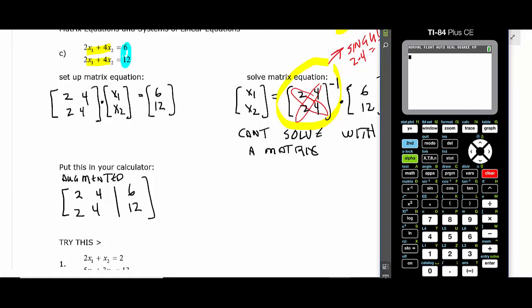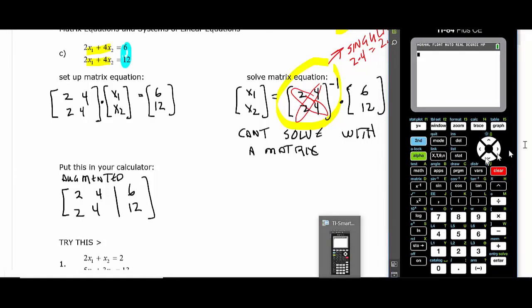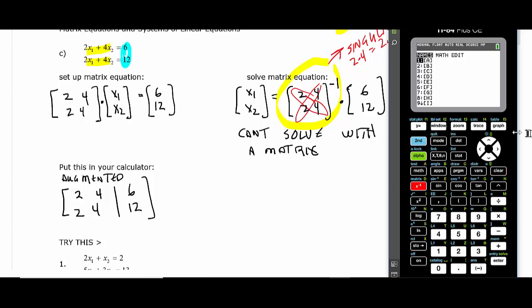Okay? All right. So let's put this in our calculator. I hope you guys are getting okay with your matrix on your calculator. That's going to be a big deal for your test next week. So again, we open up the matrix command. You can put it in any of the matrices you want. I'm just going to put it in matrix A.